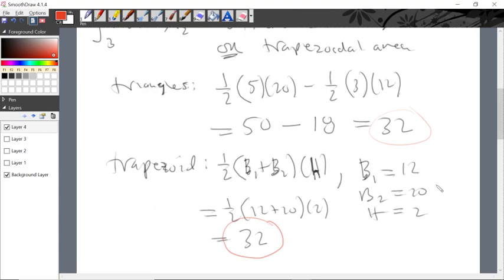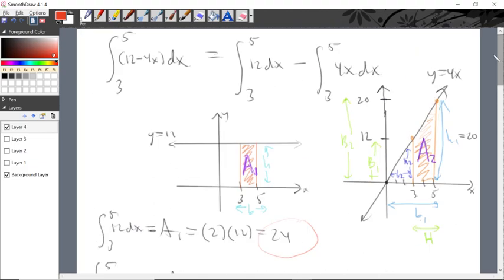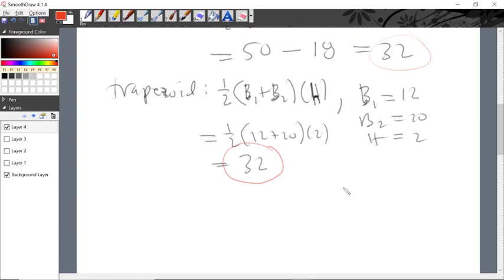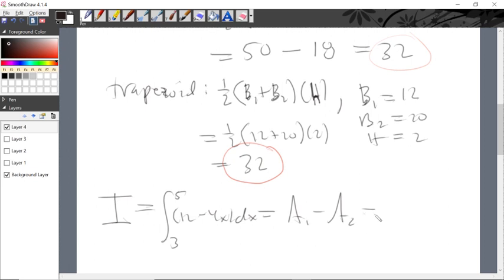So in any case, we go back to the original integral we wanted to evaluate. We take A1 minus A2, which is 24 for A1 minus 32 for A2. So the original integral from 3 to 5 of 12 minus 4x dx is A1 minus A2 equals 24 minus 32, which is equal to -8.